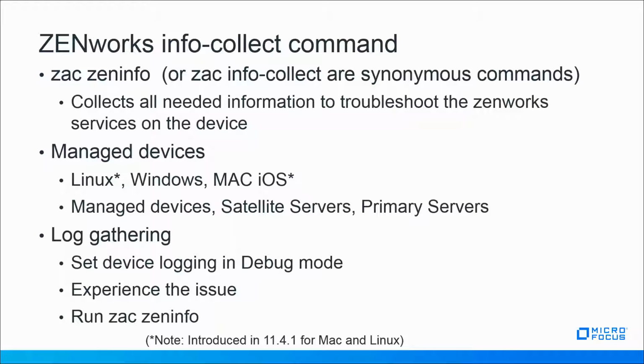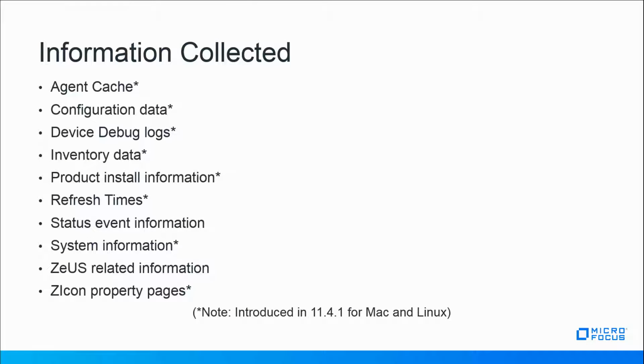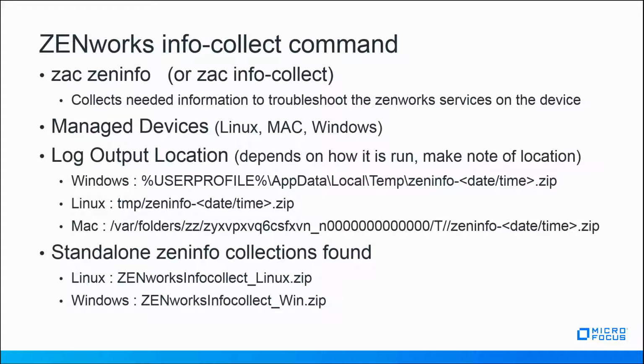It is best before gathering logs to set your device in debug mode. Experience the issue, then run the ZENinfo command to capture all the necessary components and services, files, and logs after experiencing that issue. The information collected is pretty much the same across all the different platforms: agent cache, configuration data, device debug logs, inventory data, product install information, refresh times, status event information, system information, Zeus related information, Z icon property pages. ZENinfo, as mentioned before, collects information to assist in troubleshooting ZENworks issues.